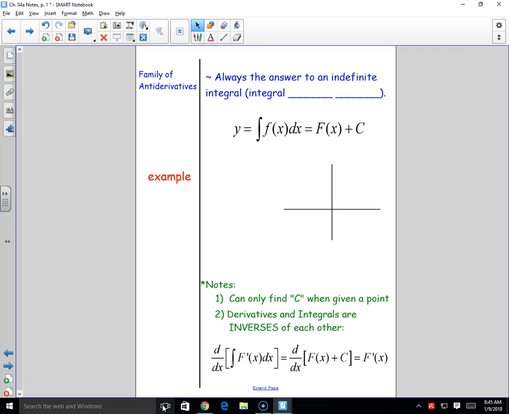I think Austin brought a packet, so I'm just gonna hop on that. Always the answer to an indefinite integral: family of antiderivatives. What we're talking about is this plus c. What I have in parentheses, I'm just trying to describe what an indefinite integral is. Indefinite means an integral without bounds.